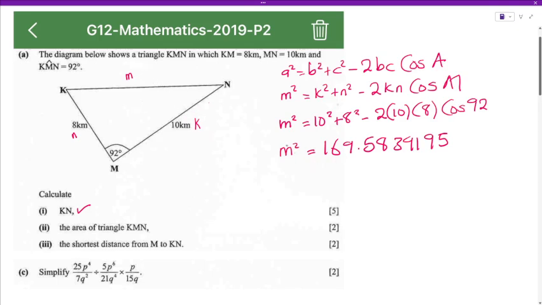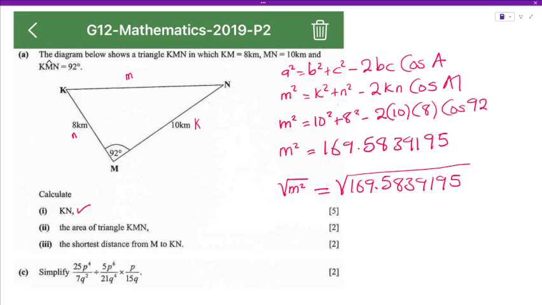Now we're trying to find the value of m, not the value of m squared. So we need to get rid of the square here. How do we do that? We need to square root both sides. So m squared is equal to 169.5839195, and even this side we square root.